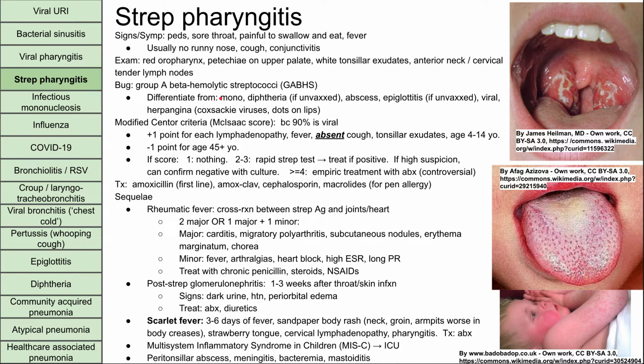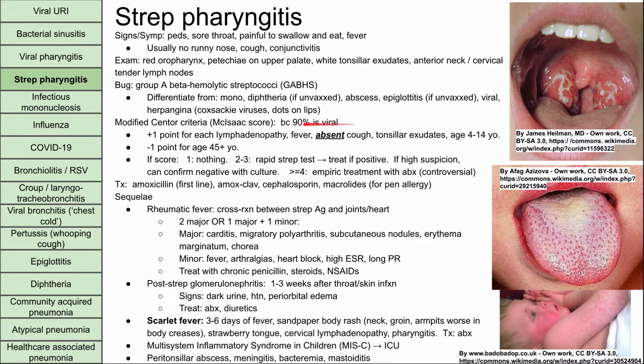There's this score that helps us determine whether a patient is likely to have strep throat. It's called the modified Centor criteria. It's also called the McIsaac score. And we essentially use this because 90% of sore throats are viral. So in order to justify using antibiotics to treat strep throat, we want to make sure that the patient is likely to have strep throat.